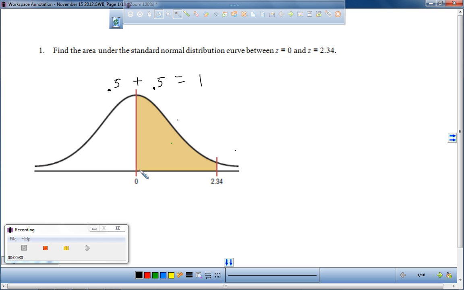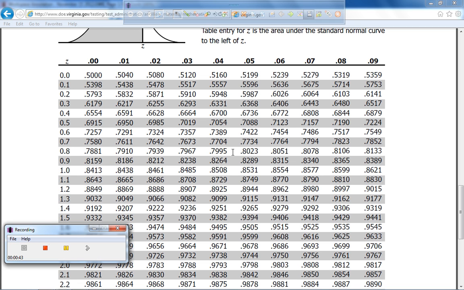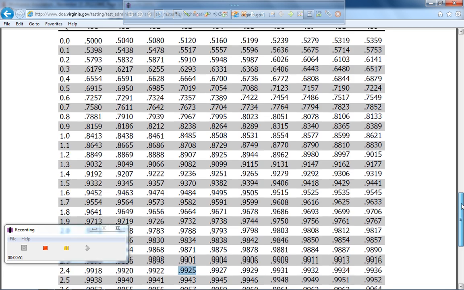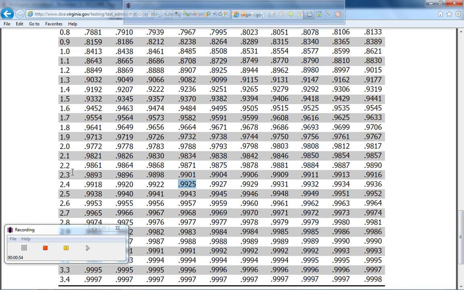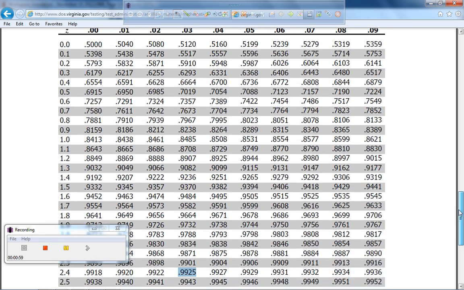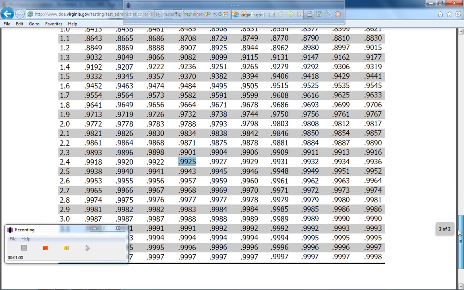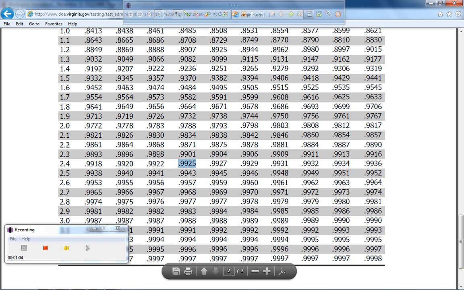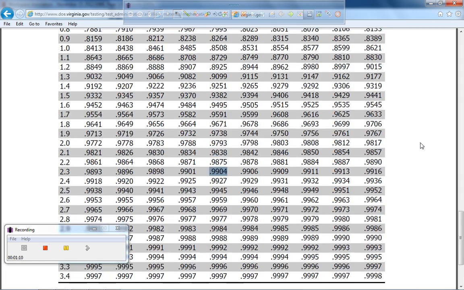But we're looking for the area from 0 to 2.34. So the first thing we're going to do is go find the value for 2.34 in our z-table. Alright, so this is our z-table. Now the z-table we're using has both the negative and the positive numbers. Let's go down here to 2.3. The first column gives us 2.3, the second one 2.31, 2.32, 2.33, and then here we have 2.34.